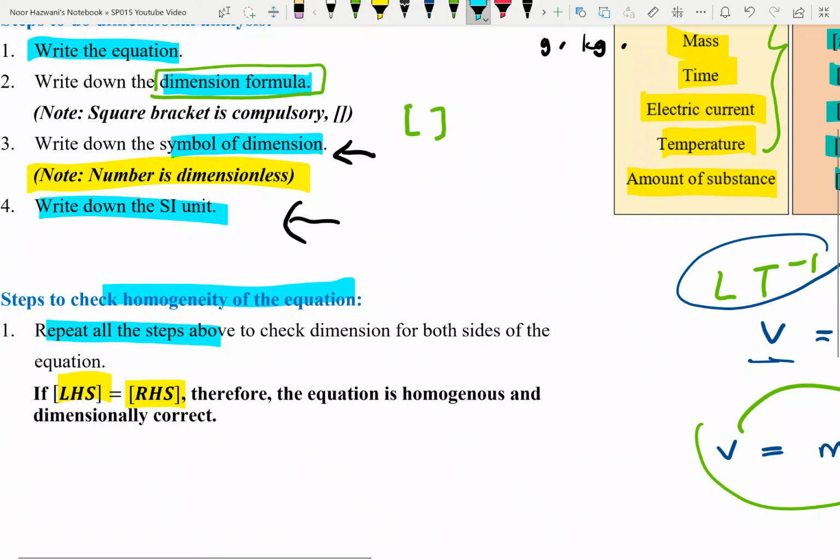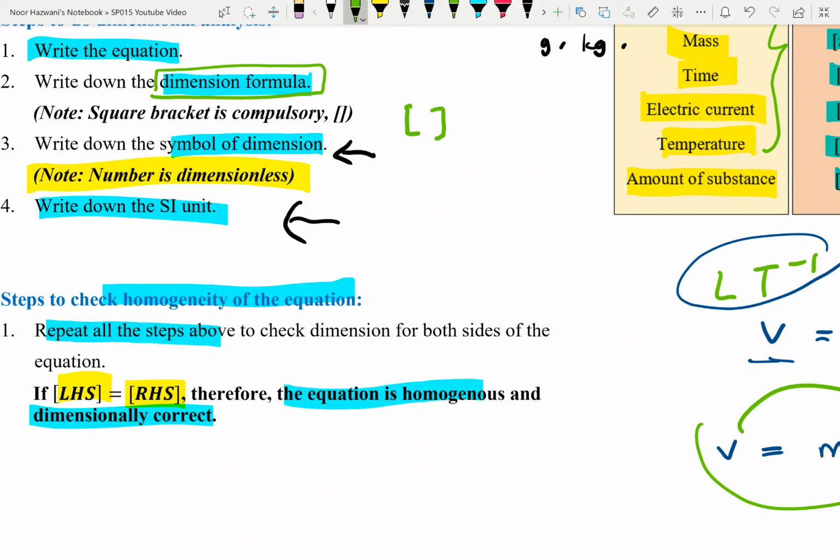And then you have to make up sentence. Therefore, the equation is homogeneous and dimensionally correct. Tu yang you kena tulis. Wajib tulis bila kita disuruh untuk check homogeneity of the equations. Yelah, dia tanya equation you betul tak? Memanglah dia tanya kalau walaupun dia tak tanya soalan, but then you have to end up you punya solutions dengan conclusion which saying that therefore since dimensions of left hand side is equal to right hand side, the equation is homogeneous and dimensionally correct. Itu yang kena you conclude.